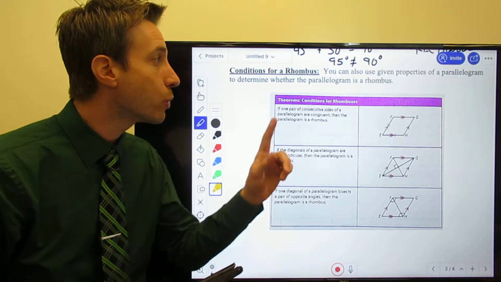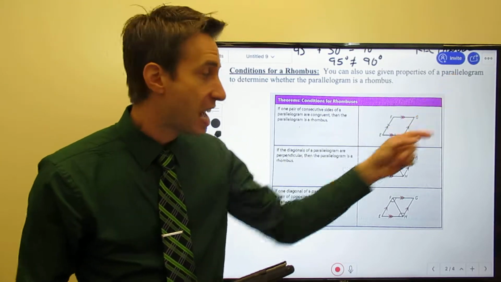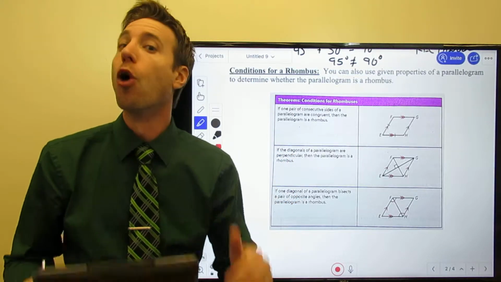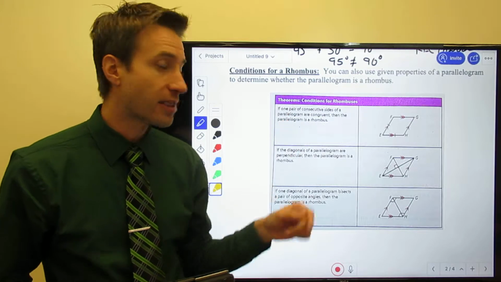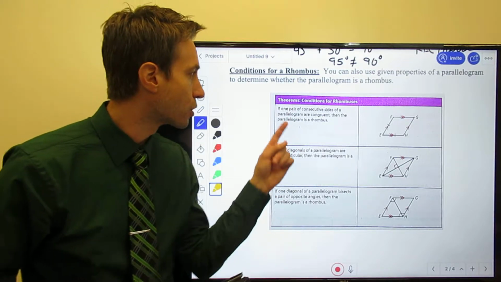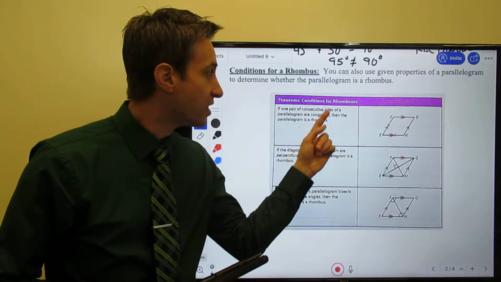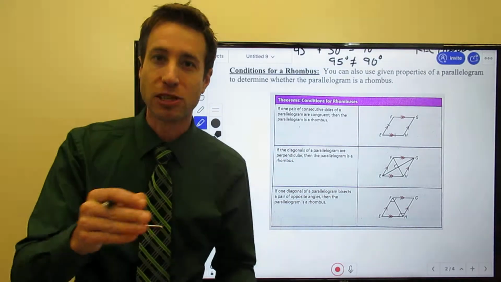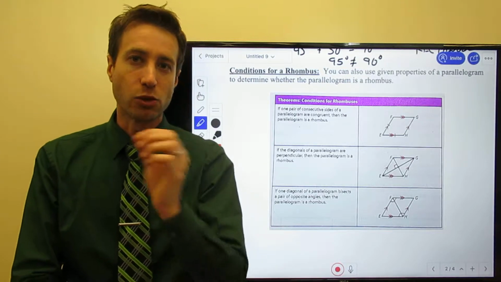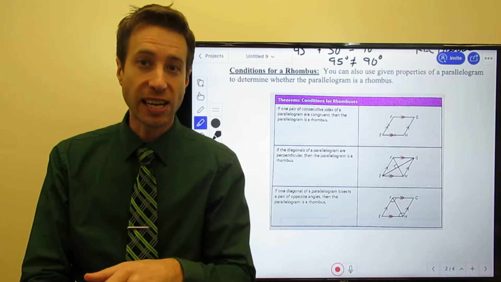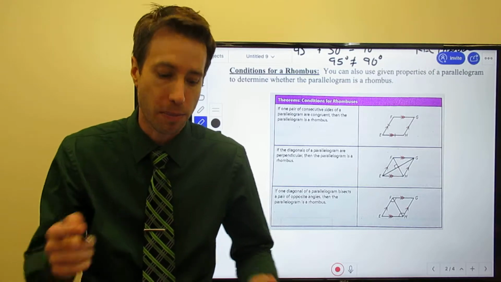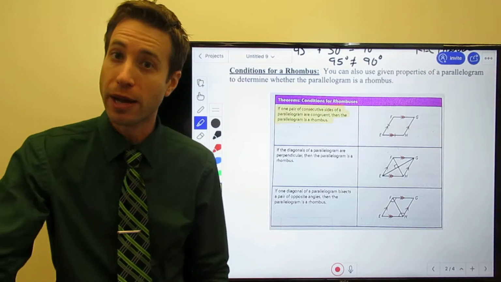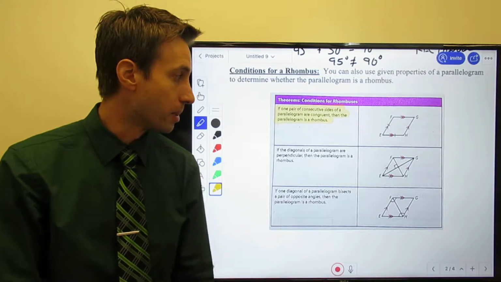Again, as long as we know it's a parallelogram, if any one of these conditions shows up, we'll know for certain, based on the theorem, that it must be a rhombus. Here's the first one. If one pair of consecutive sides of the parallelogram are congruent, then the parallelogram is a rhombus. And of course, we know that because rhombuses have consecutive sides that are congruent. That's a property of a rhombus. So we can use that to show that a parallelogram is a rhombus.